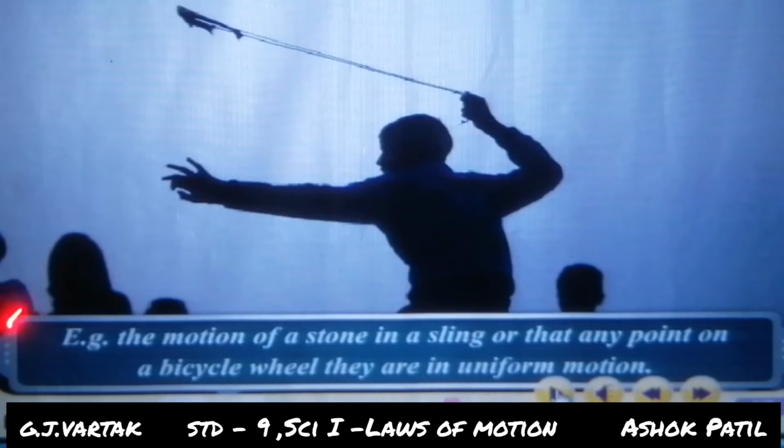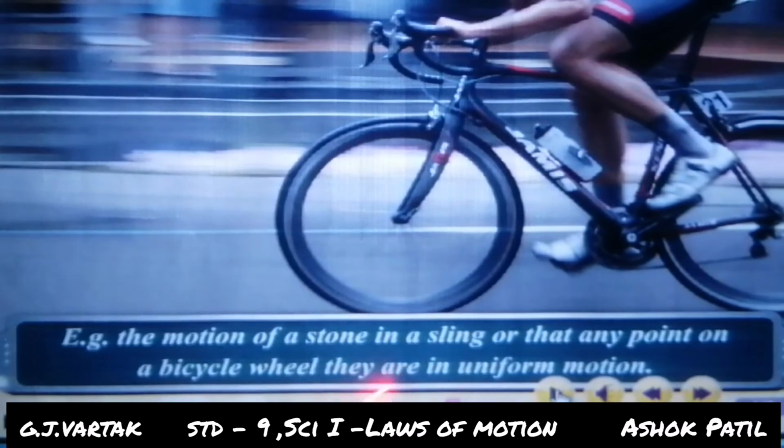For example, in your house, the ceiling fan or table fan is an example of uniform circular motion. Look at this, there is one point, this is called the axle, this is the spoke, and the wheel moves around the axle. This is the uniform circular motion. A bicycle wheel is in uniform motion.